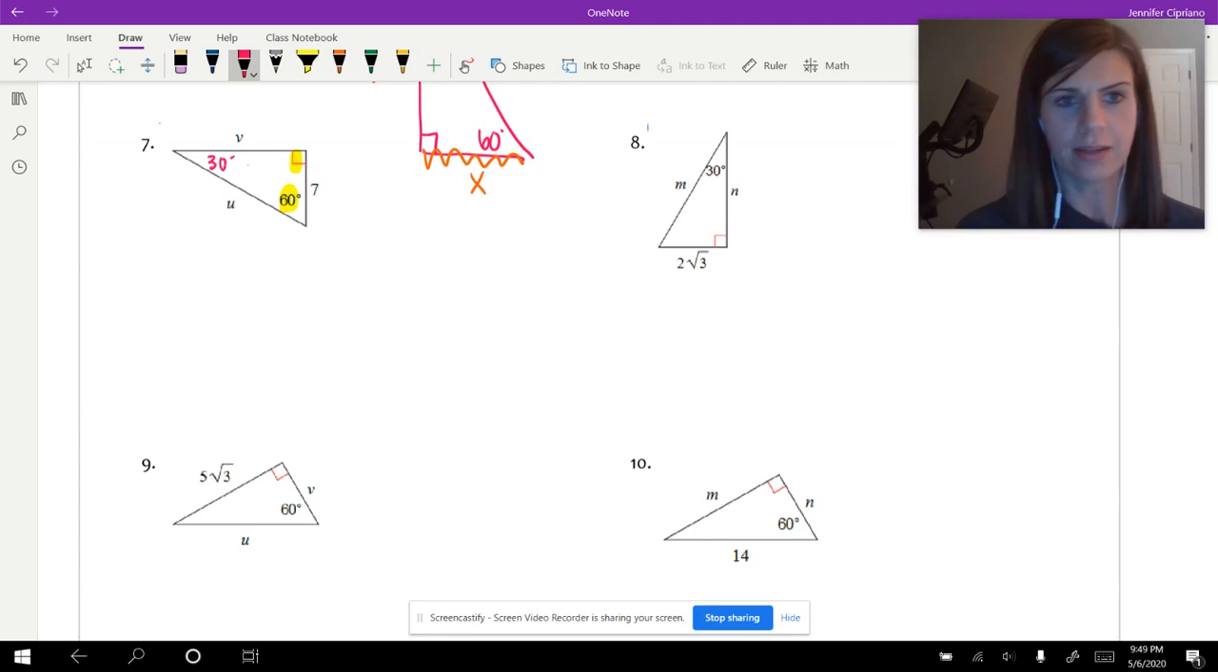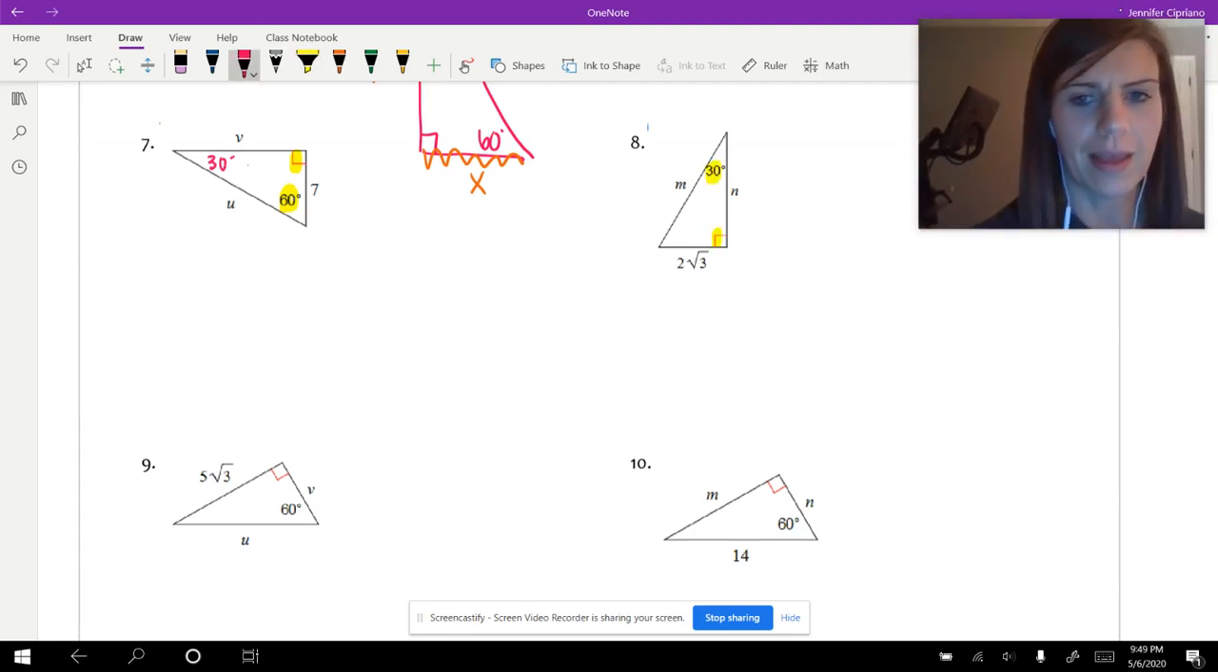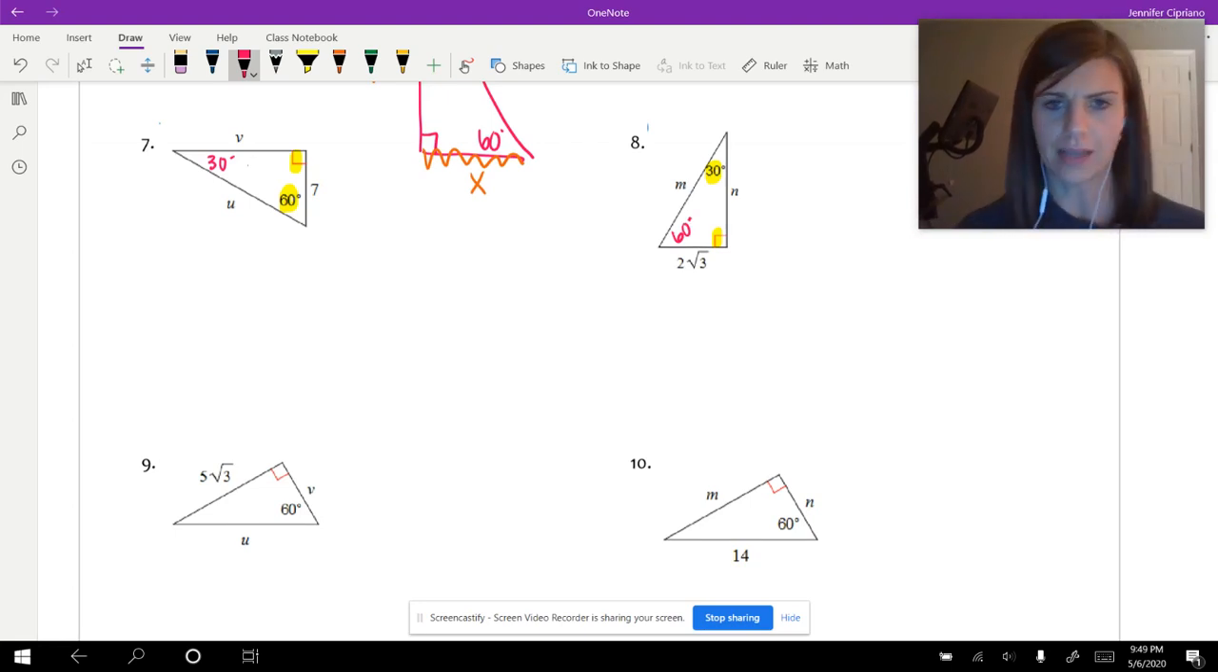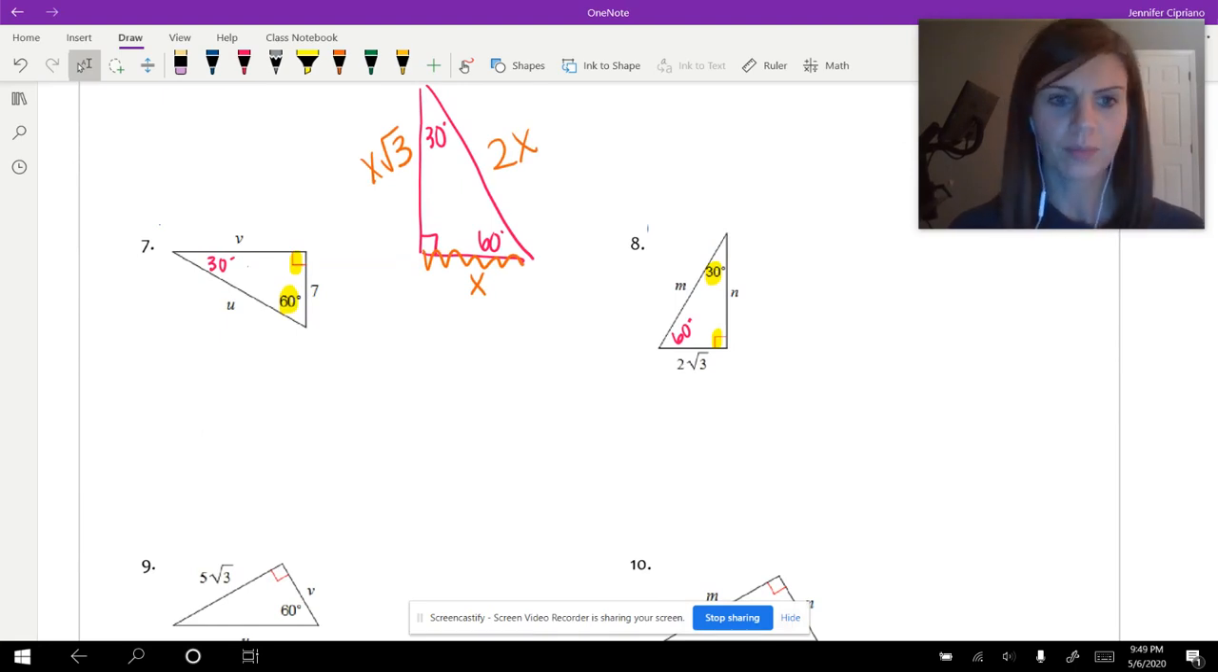Same thing in number 8. If I have a 90-degree angle and a 30-degree angle, then that leaves a 60-degree angle down here, right? So a lot of times they won't both be labeled, but by default, it has to be a 30, 60, 90 triangle, and that's how we know that these relationships are going to apply.